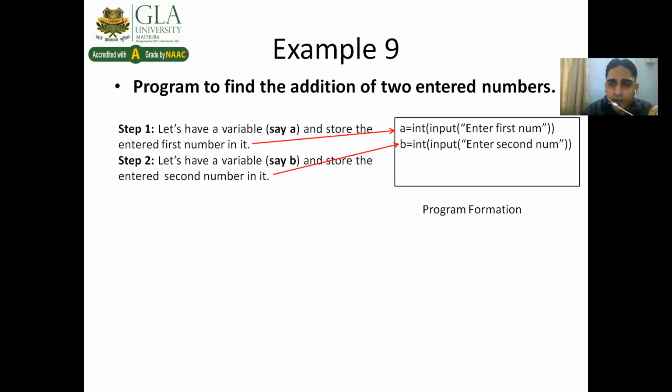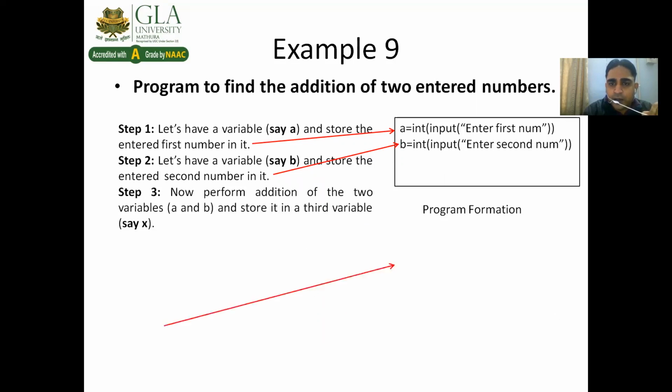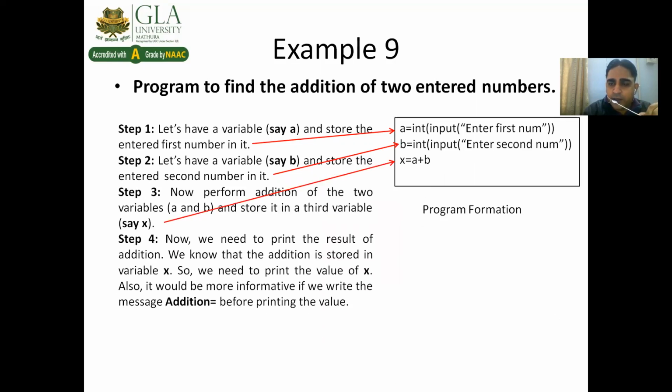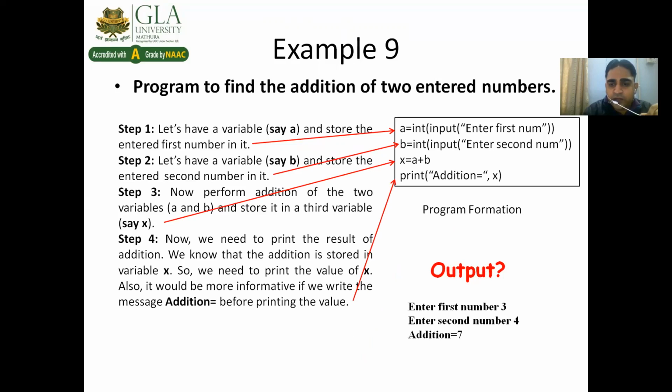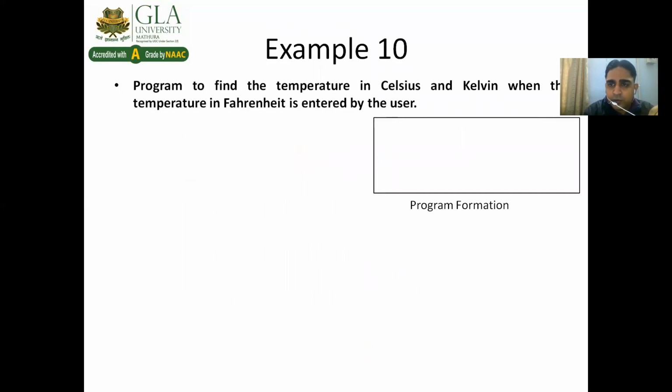Similarly for b as well, I'm asking the user to enter the second number. Whatever the user is entering in the string, that will be converted into integer and it is getting stored in the variable b. And then similarly, you all remember that x equal to a plus b was done, and then addition equal to x is to be written. So how the output would be, it would be first asking enter first number. Let us say the user enters 3, and then it will be asking the user to input the second number. So let us say the user enters 4, then the output would be addition equal to 7. So it's simple to understand.